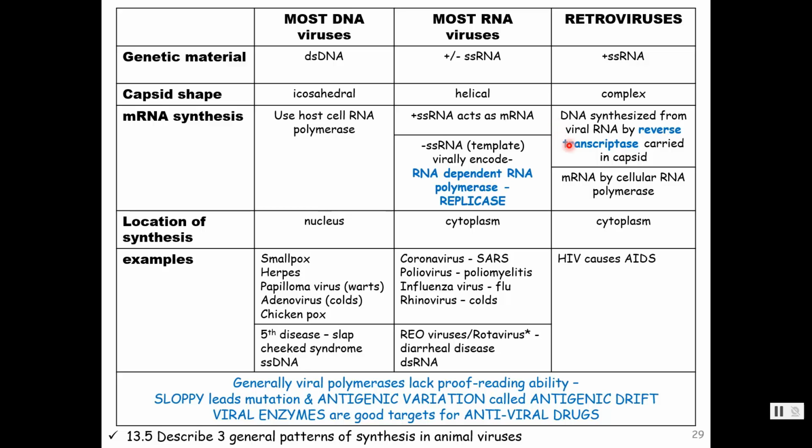And so they come carrying this enzyme, and once again, it's a sloppy enzyme. We're going to look at HIV, and that's why there's a lot of variability in HIV. They are going to make their messenger RNA by using usually the cellular RNA polymerase. It's going to occur in the cytoplasm, and like I said, our hallmark for retrovirus is HIV.